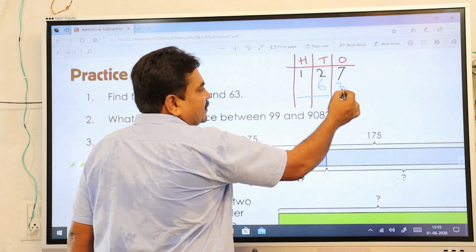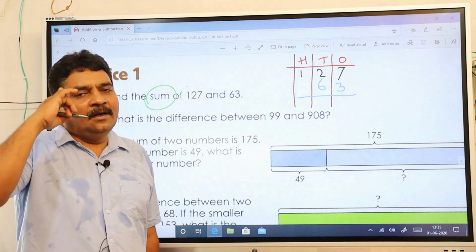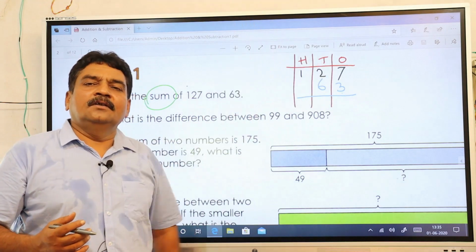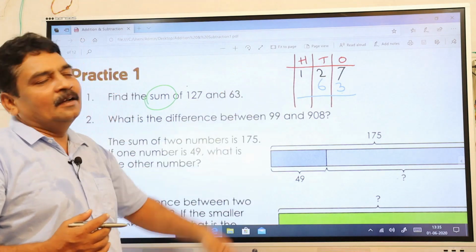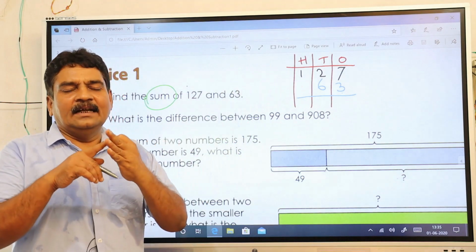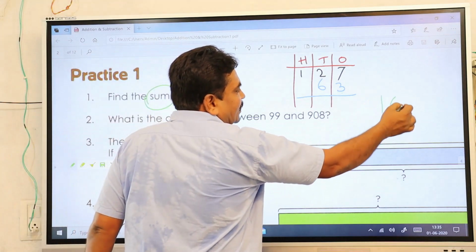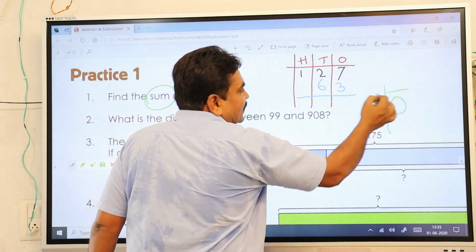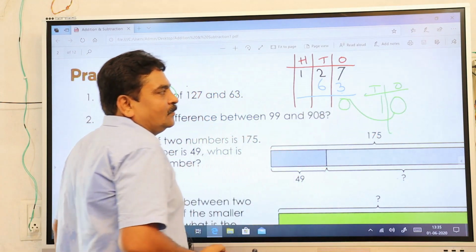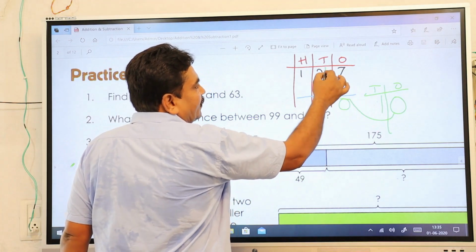So 7 plus 3. Whenever you are adding, I told you, keep the bigger number in your mind and then count the smaller number. So 7 is the bigger number. You count the remaining: 7, after that 8, 9, 10. Now this 10 is a double digit number. This is ones place, this is tens place. So the ones place goes into the ones place and the tens place value goes to carry. That is 1. Keep it 1 here.